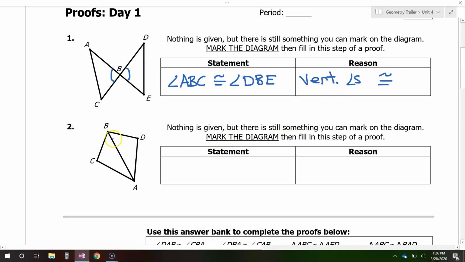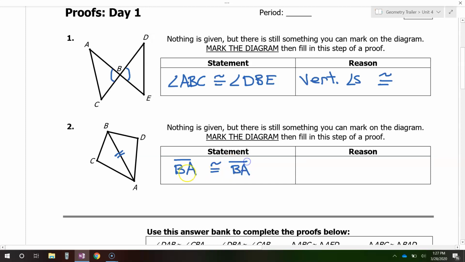Problem number 2. Again, there's something that we can mark automatically just by the way the picture looks, and that is the shared side. All right, we can mark the shared side, which will automatically be the same for both triangles. Now, when you mark a shared side, you're just going to name that side and say that it is congruent to itself. So segment BA is congruent to segment BA.